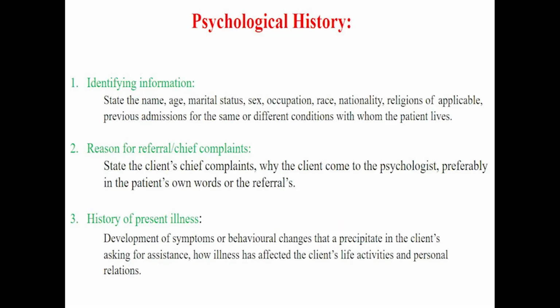And why did they come? Reason for referral. Who referred them to you? Whether they came voluntarily or the client was referred by some other expert, whether by the pediatrician, psychiatrist, neurologist or family physician. Who referred is very important, as is the reason for the referral. And chief complaints: what complaints are given by the patient, and what complaints are given by the informant. You have to write the complaints verbatim, as stated by the patient and the informant.